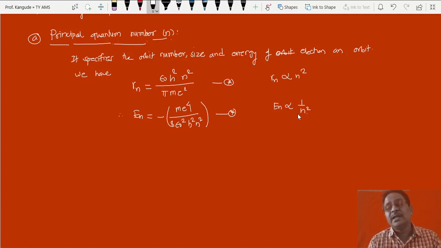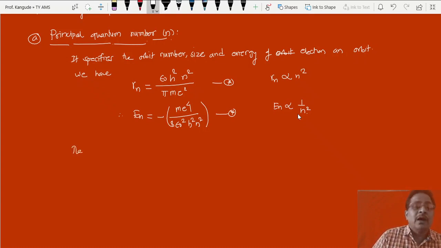The dependence of this binding energy on the number of the particular orbit, this n, is an inverse relation. So as n goes on increasing very fast, En becomes smaller and smaller, and finally it becomes 0. For n sufficiently large, 8, 10, 20, etc., the binding energy almost becomes 0. That is the concept we have learned in the Bohr model. The same concept is provided by the Schrodinger's equation when it is solved for the hydrogen atom and so on.